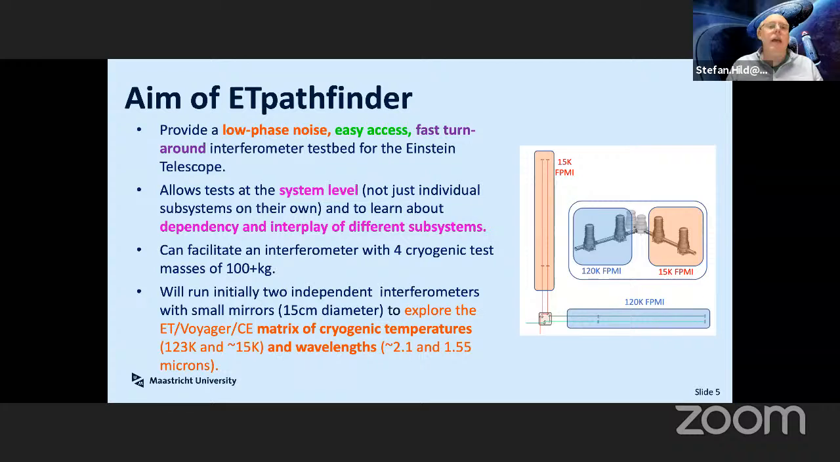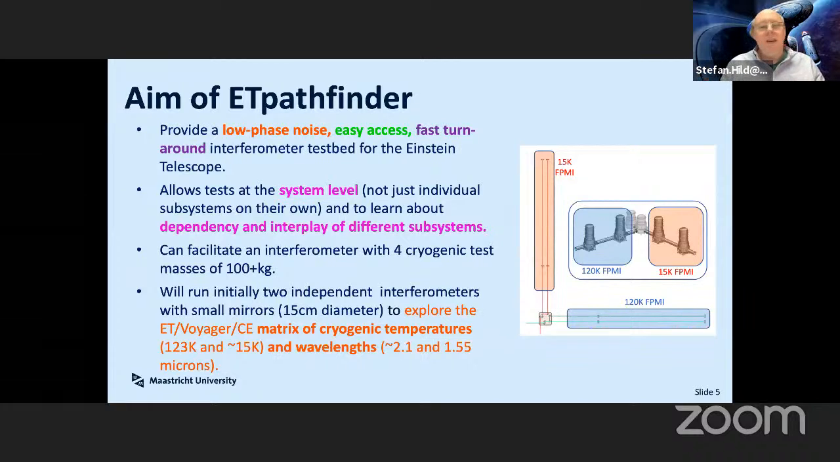So what's the aim of ET Pathfinder? It's really to provide a low phase noise prototype with moderately easy access and moderately fast turnaround so that we can test technologies for ET. And the key is really a prototype where we want to test things at low phase noise, at 10 to minus 80 meters or equivalent, and at a system level.